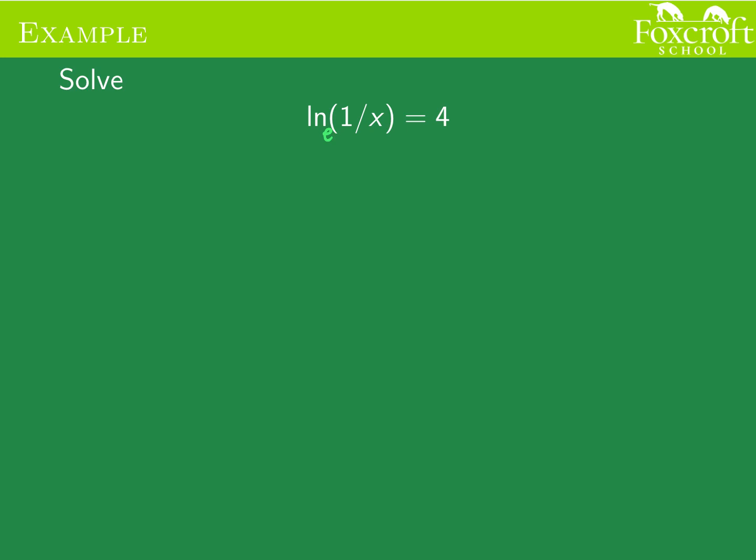If I switch this to an exponential equation, it's going to be e raised to the 4th equals 1 over x. Again, the thing over here switches into the exponent. The thing over here switches to the other side. Now I can solve for x. I can multiply both sides by x and then divide. And I get x equals 1 over e to the 4th. Generally, you would leave it like that, but you could also technically write it as e to the negative 4th, because that's how negative exponents work.